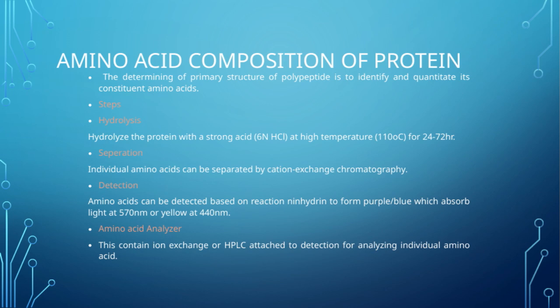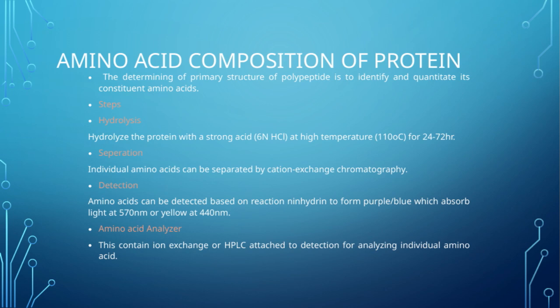Once hydrolyzed, the next step is separation. We use cation exchange chromatography to separate the individual amino acids. This technique takes advantage of the charge differences among amino acids, allowing us to isolate each one effectively.